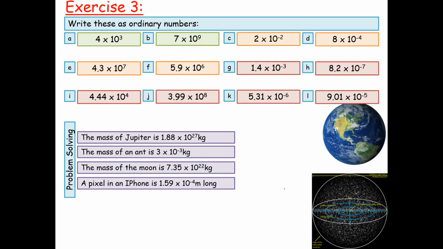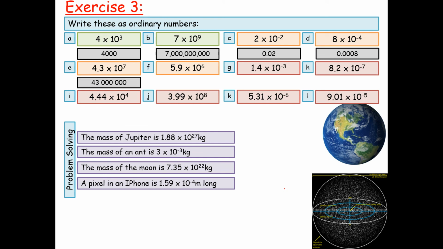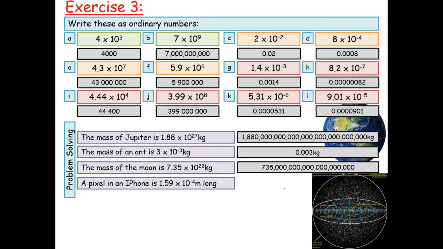Now what I'd like to do is pause this video and have a go at these questions. So what you're doing is writing the standard form into ordinary numbers. So taking away the times 10 to the power of and writing it as a full number itself. And I'm going to put the answers up, so mark your answers as we go along. So we've got quite big numbers towards the end. Make sure that they are marked.